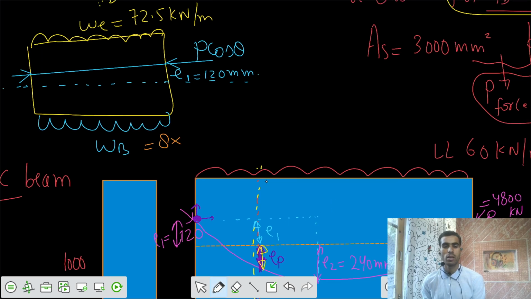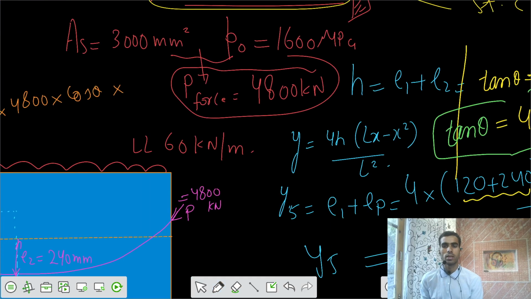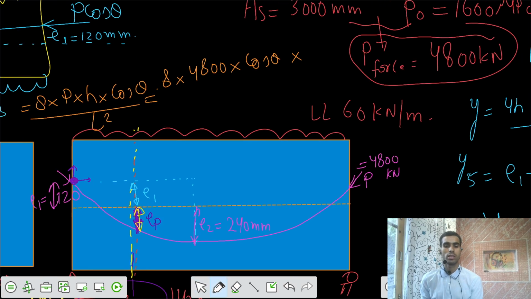That is 8 P H cos theta divided by L square. Let's substitute those values to get the intensity. 8 into P, 4800 kilonewton, into cos theta. We already know cos theta, that is cos of 16833. And your H value was the sum of those two, H is E1 plus E2, that is 0.36, divided by the total length, which was 14, so 14 square.